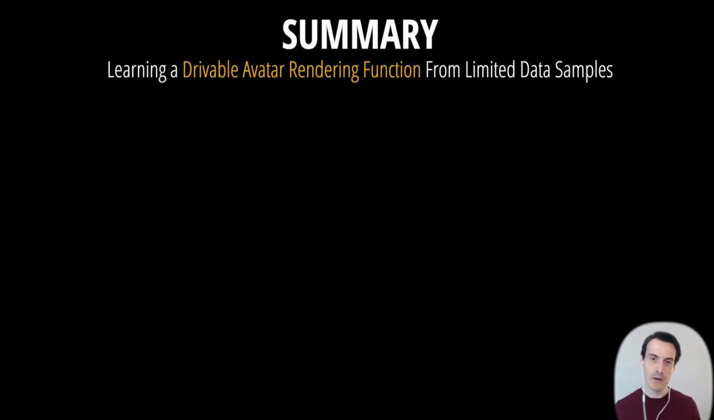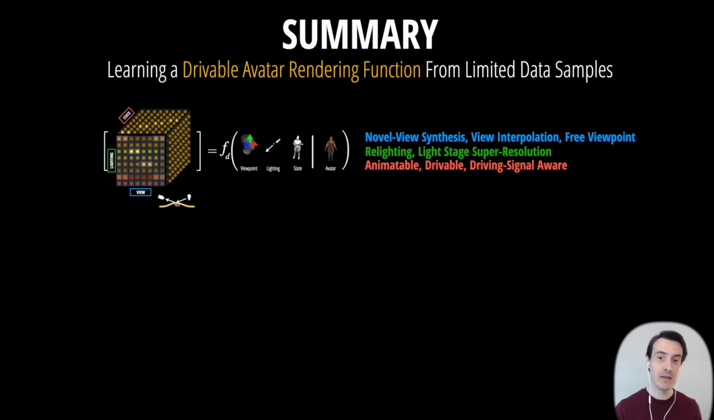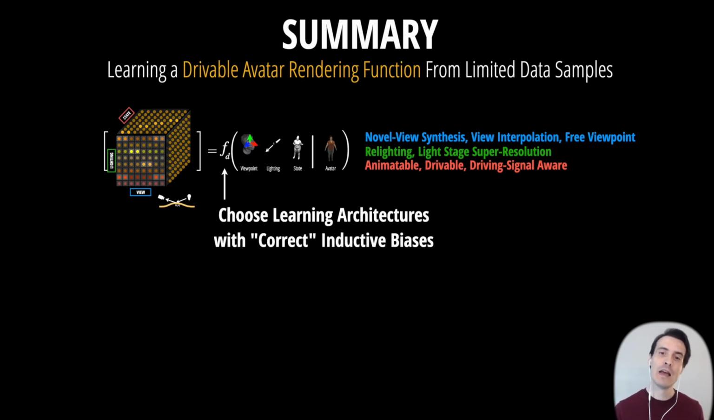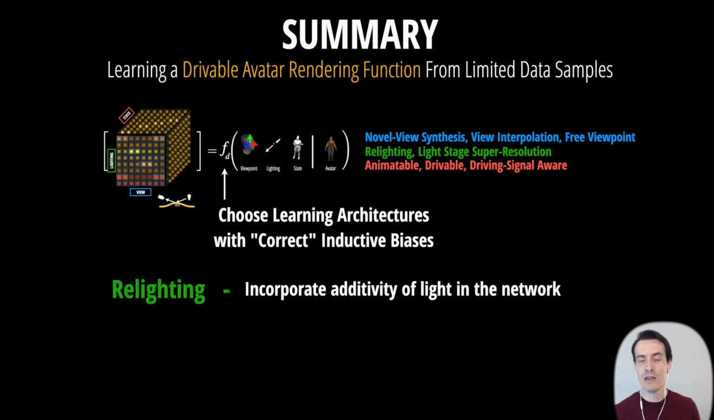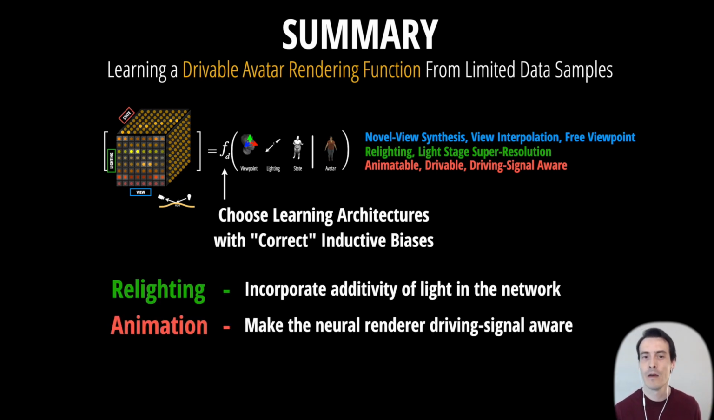All right, so I'll wrap up here. And to summarize, we saw that to render avatars, we want to produce any possible combination of viewpoint, lighting, and state, but we have to learn this function from limited training data. And we saw a few examples of how the choice of the learning architecture can achieve better generalization. So for lighting, we did this by incorporating the additivity of light into the architecture. And then for bodies, I explained how being driving signal aware can avoid some of these spurious correlations when animating from limited sensing data. So for more details, I recommend catching the presentations of Timur and Sai in the main conference, and thank you for your attention.